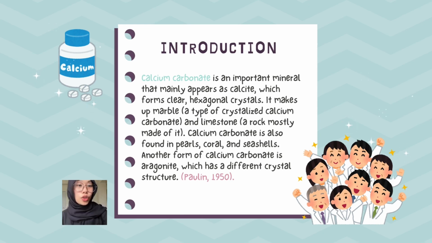Next I'm going to explain about calcium carbonate. Calcium carbonate is an important mineral that mainly appears as calcite, which forms a clear and hexagonal crystal. It makes up marble, a type of crystallized calcium carbonate, and limestone, which is a rock mostly made of it. Calcium carbonate is also found in pearls, corals, and seashells. Another form of calcium carbonate is aragonite, which has a different crystal structure from calcite.